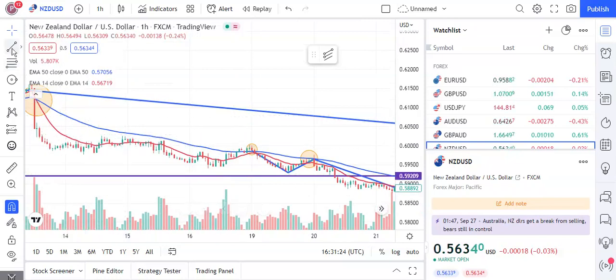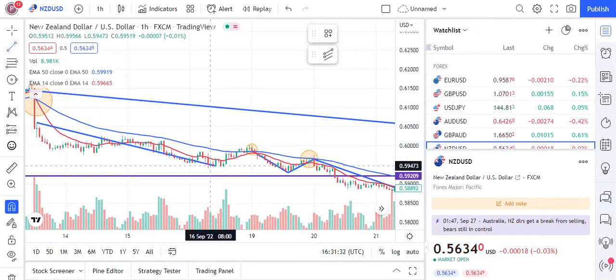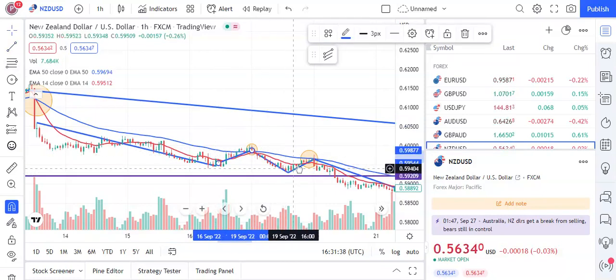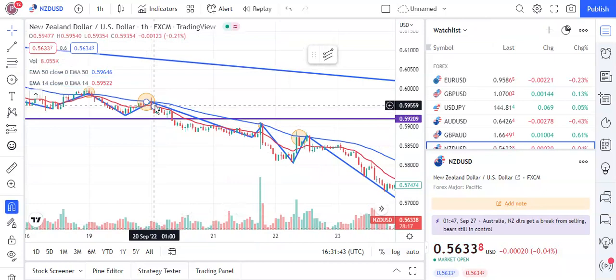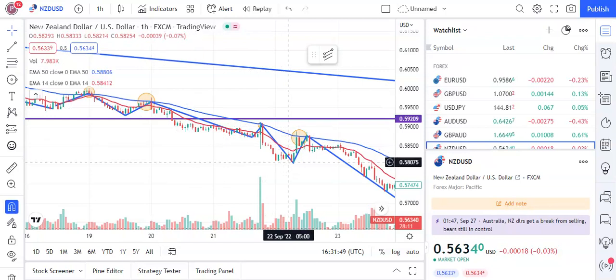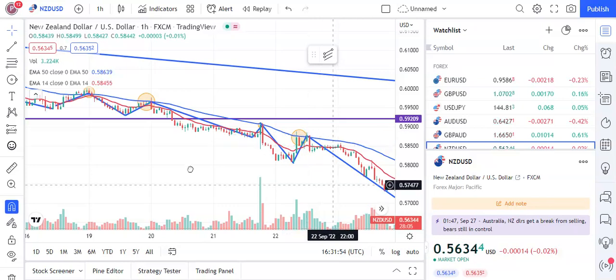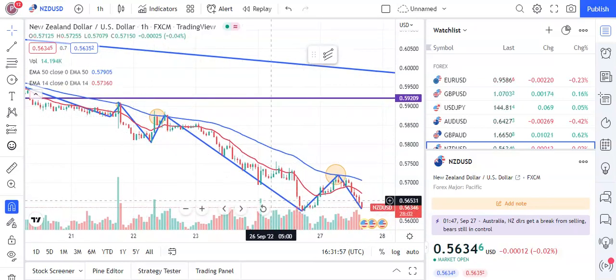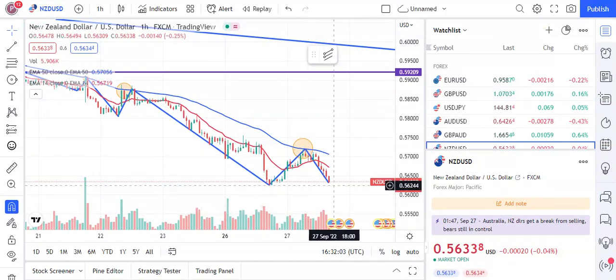From this point, it came down here, then bounced at the 50 EMA, dropped down, bounced at the 50 EMA. Please follow me keenly. Drops down, returns back, bounces at the 50 EMA, drops down, went up again, bounced at the 50 EMA, dropped down, went back up again, dropped, bounced at the 50 EMA, and the price is surging down.